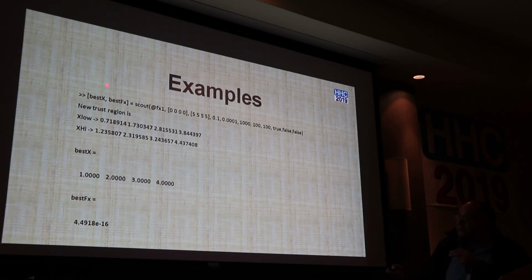The first one, I'm calling function scout, and this is the handle of fx1. The range is from 0 to 5. 0.1 is my initial step, 0.001 is my final step. I'm giving it 1,000 iterations. Maximum population is 100. Maximum scout population is also 100.